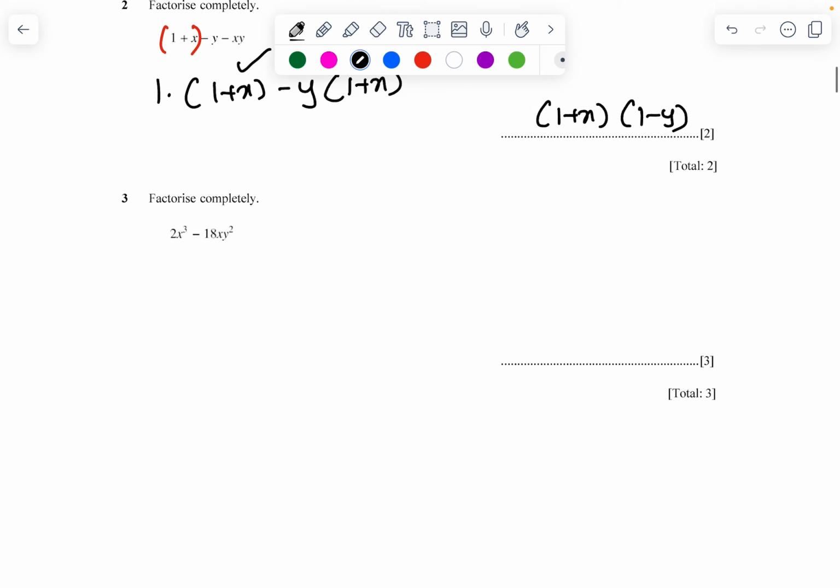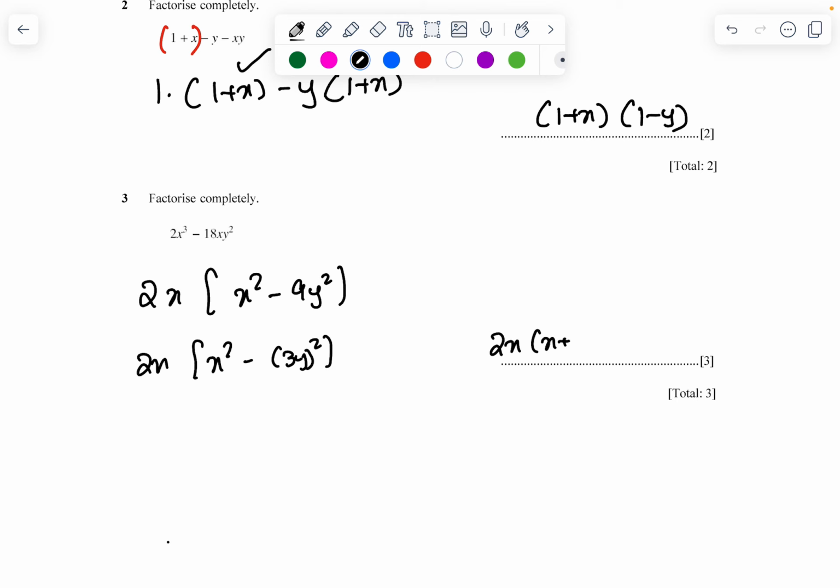Factorize completely 2x cubed. So I can take out 2x common. So what am I left over with? x square minus 9y square. So 2x times x square minus 3y whole square, which is going to be 2x times x plus 3y times x minus 3y.